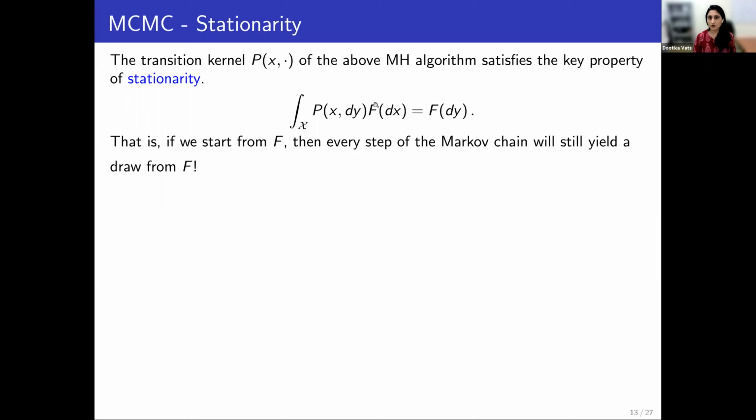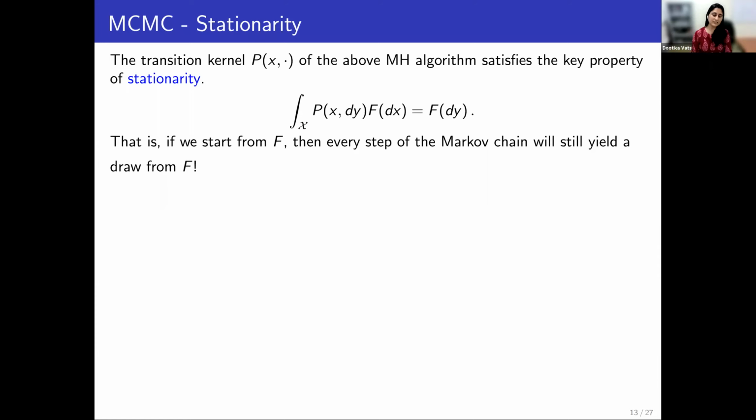That is, if I draw anywhere from f, and then using that x drawn, go to anywhere in dy, the distribution of that is just f itself, right? Integrating over all possible draws from f. So if I start from f, then every step of the Markov chain will yield a draw from f. Now this is pretty cool, right?